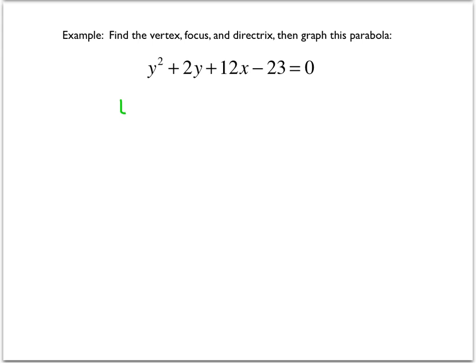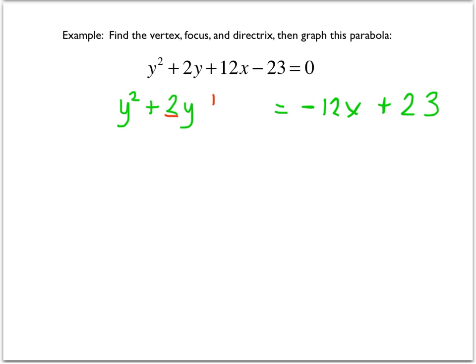But again, what we want to try to do is get it in that same kind of nice format. So it looks like I'm going to try to group my y's together here. So I have y squared plus 2y. And then on the other side it looks like I'll have -12x plus 23. Now in this case it looks like I could actually complete the square here a little bit on my left side. So sure enough, there's that number I focus in on, the 2.